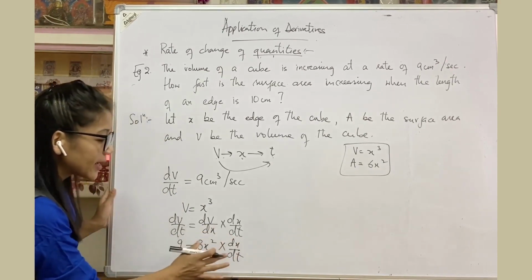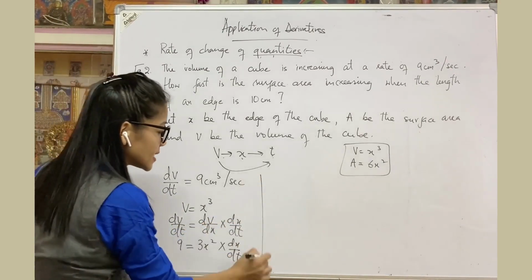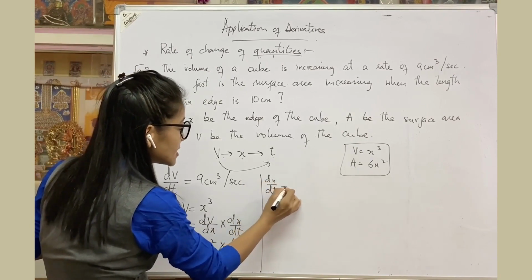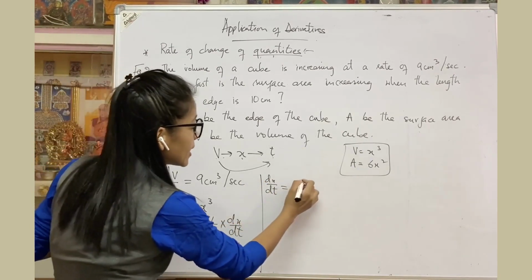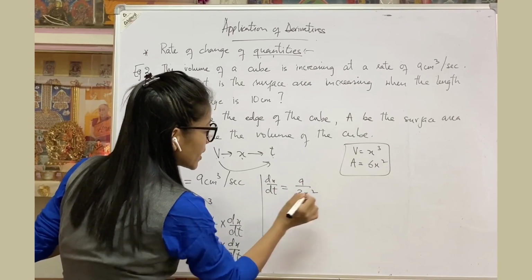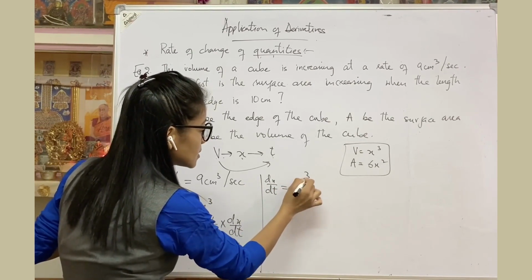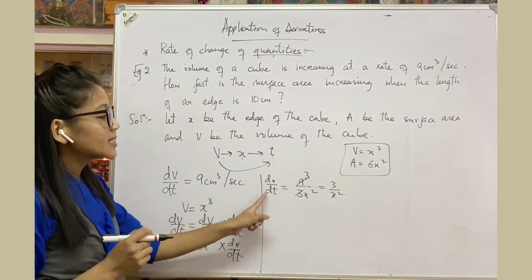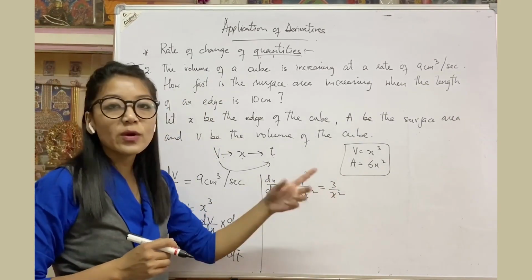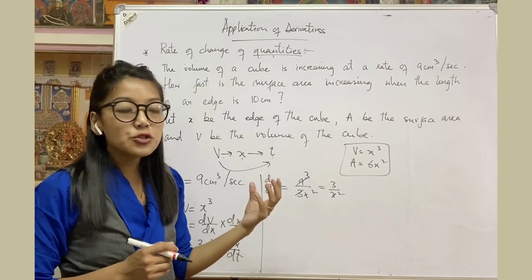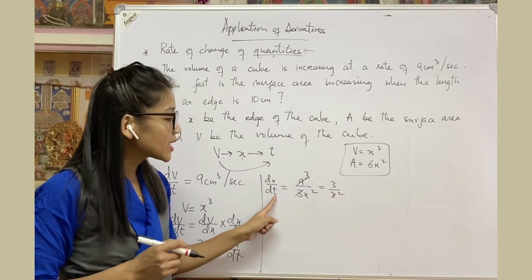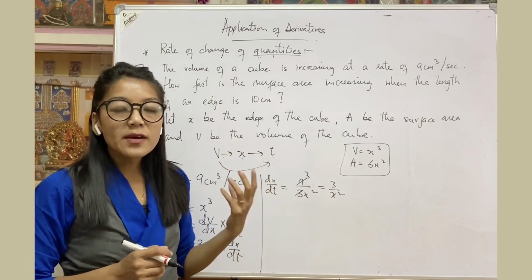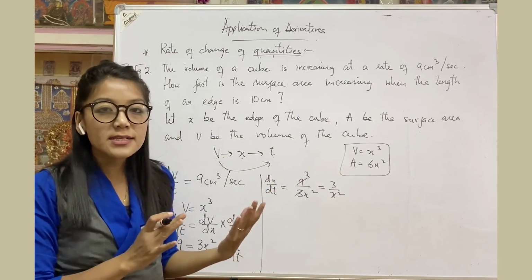Now here my aim is to find out dx by dt. So from this I have dx by dt equals 9 upon 3x², that is 3 upon x². Now what is dx by dt? It is 3 upon x², which means the rate of change of side with respect to time is 3 upon x².